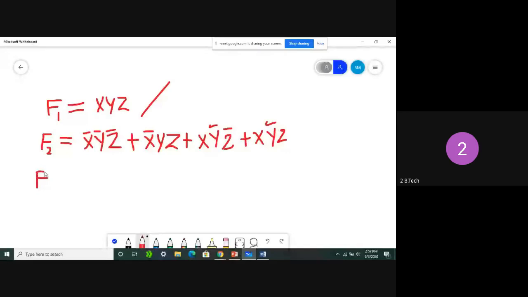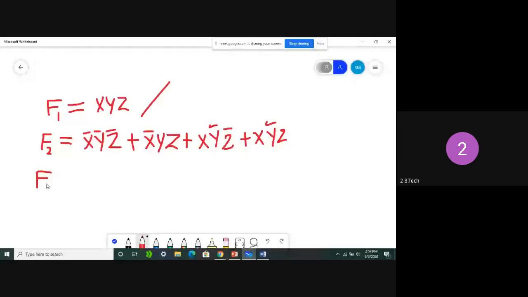Again, is there any possibility to reduce the F3? In the next discussion we can see that also. So the first term is 0, in the sense x bar, y bar, z bar. In this combination, all three inputs are zeros.